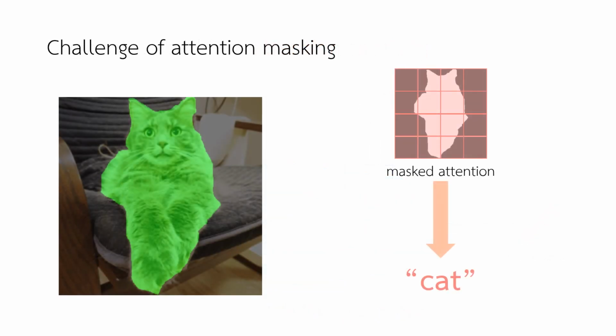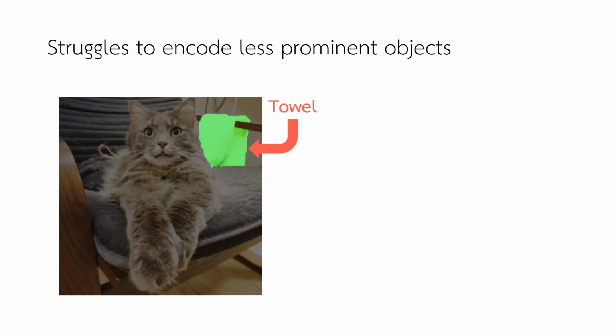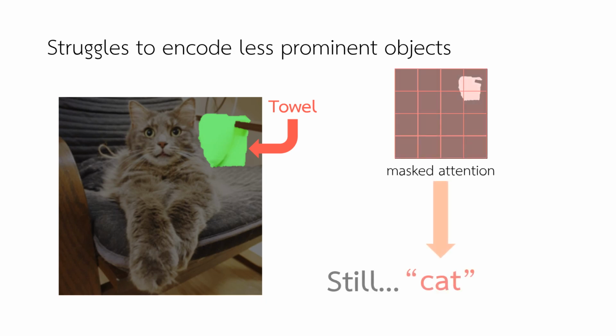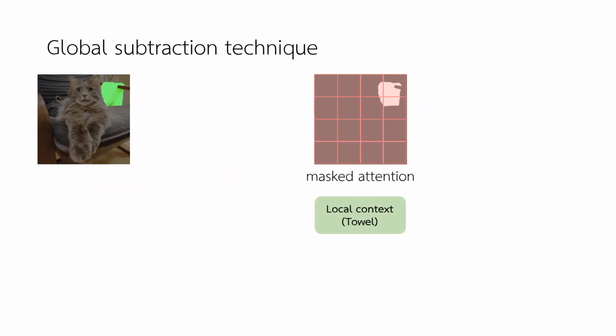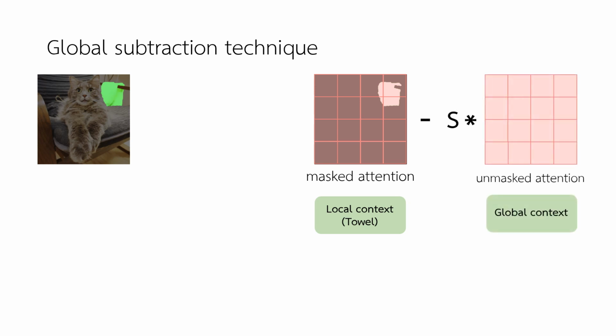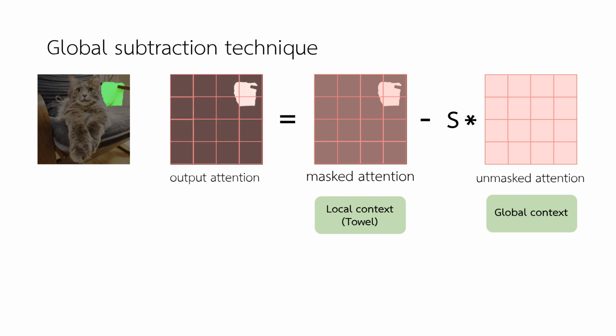One issue we observed is that while attention masking is effective for salient objects like this cat in the center, it may fail to correctly label less prominent objects like this towel. This can happen because the information related to the most prominent object tends to dominate and become globally present in all patch tokens. To address this, we propose a global subtraction technique, which subtracts the global context, computed from the values of the original unmasked attention, from the masked attention values.